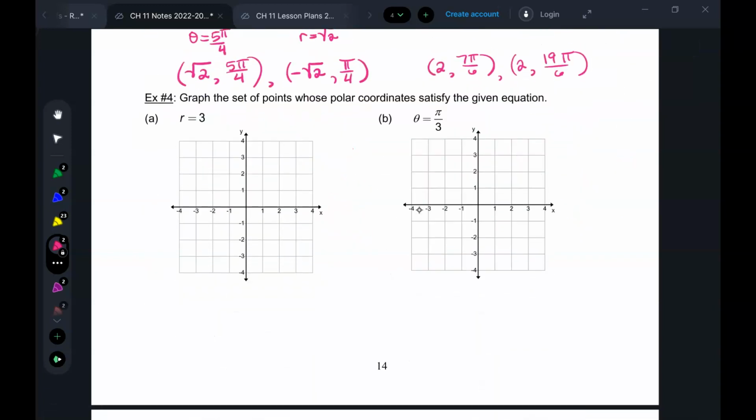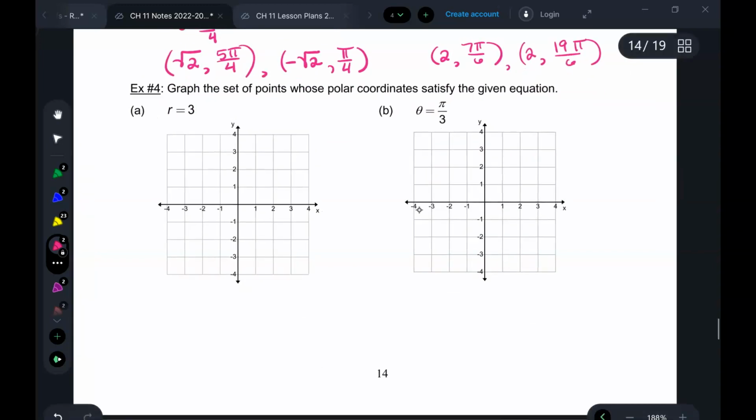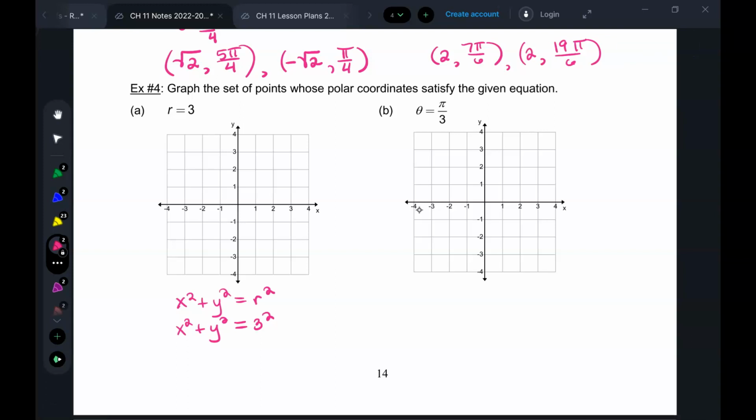All right, moving along. Graph the set of points whose polar coordinates satisfy the given condition. r equals 3. Well, recall our x squared plus y squared equals r squared. So x squared plus y squared equals 3 squared. Well, what's this? This is just the equation of a circle. The center is at 0, 0, and our radius is 3. So we'll just plot our 4 points and make a circle. Try to get through the points, but that's okay.